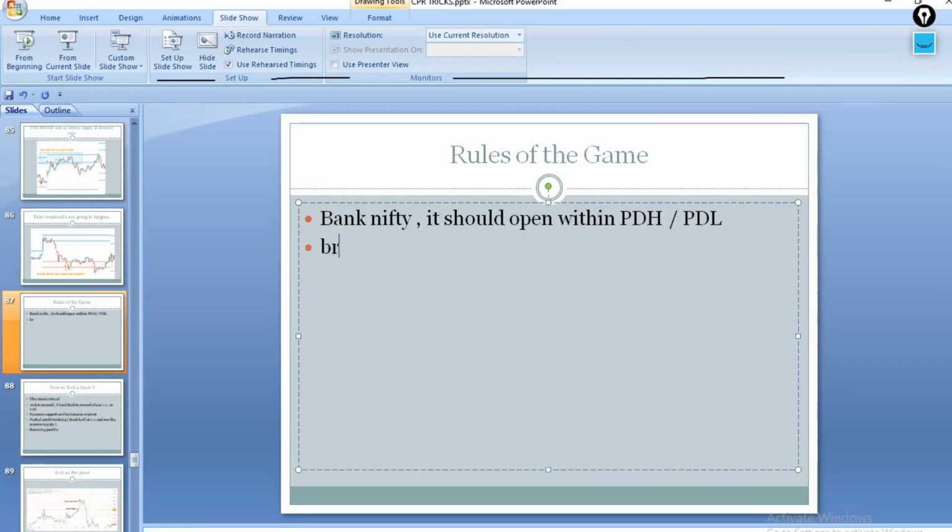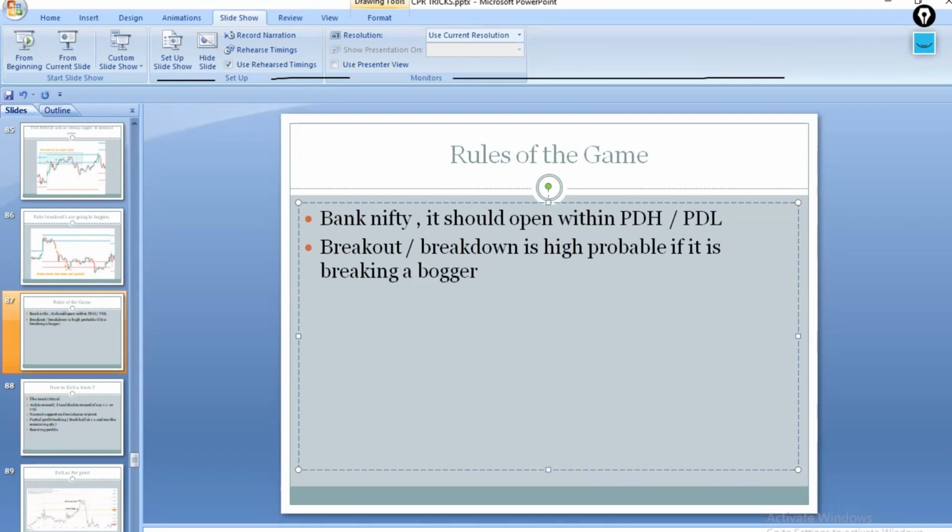The second rule is obviously that the breakout or the breakdown is high probable if it is breaking a bigger range, whereas 2 days high, 2 days low. You can actually take a swing trade, short-term trade, if it is not just breaking previous day high, previous day low, but the previous 2 days high, 2 days low, right? So these are important pointers, because they are firm. The previous day high and the previous day lows, they don't change, right?